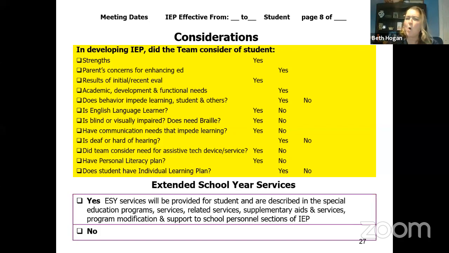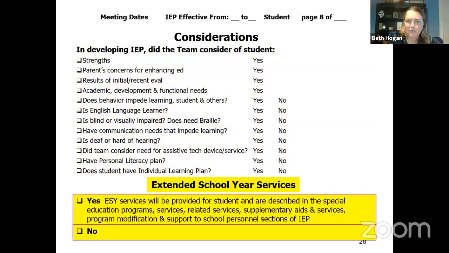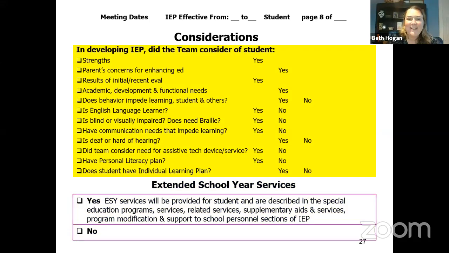The first 4 that you see there can only be checked off as yes. If the team is not able to check yes off to one of these, then they need to go back and take a look. So for example, did the team consider recent evaluations? If the team can't say yes, they've checked, oh, thank you.